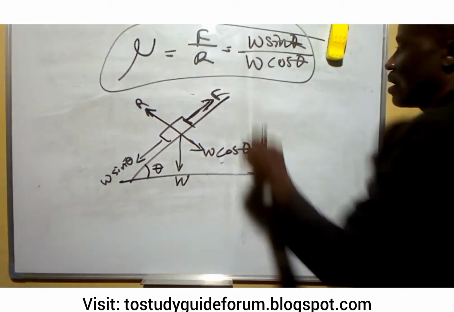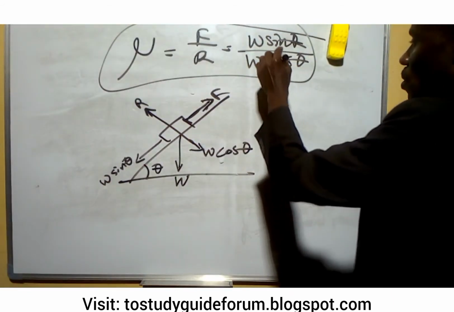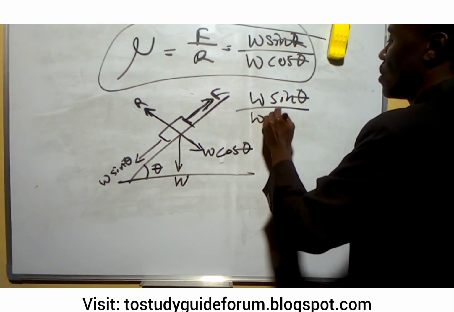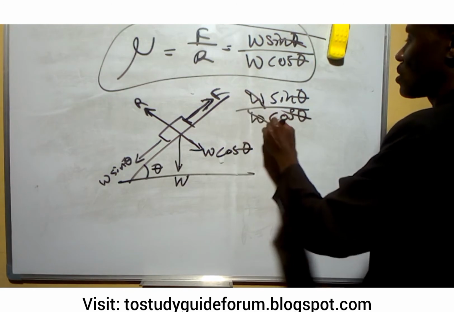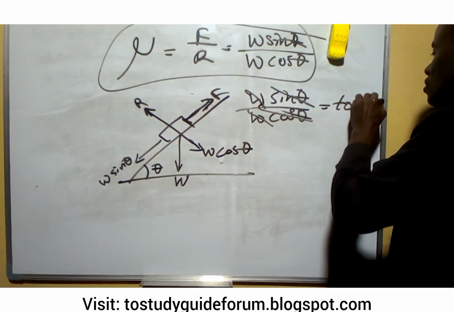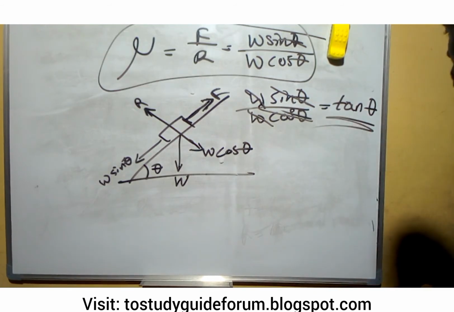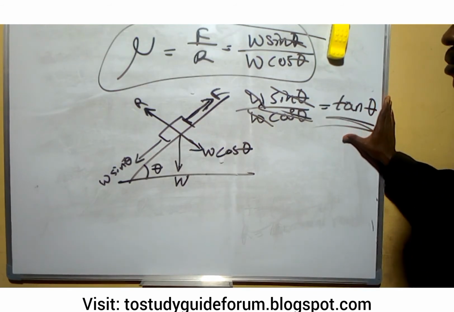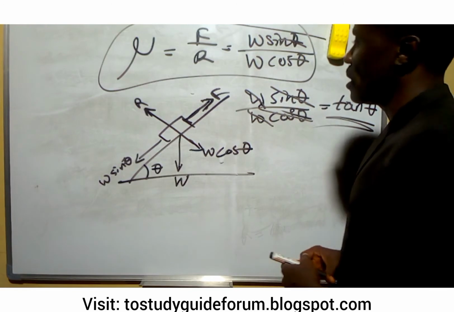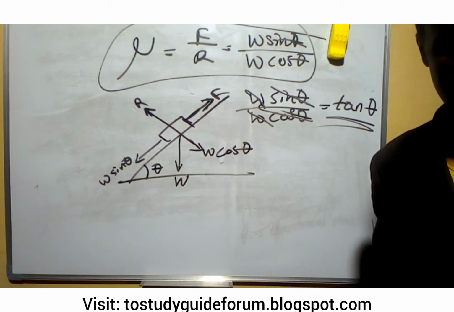So if we do the calculation, you notice that the weight cancels out, and what we have is equal to tan theta. So this gives us the coefficient of static friction, which is equal to tan theta. We are going to try some example questions based on this, to know how we can actually do the calculation.